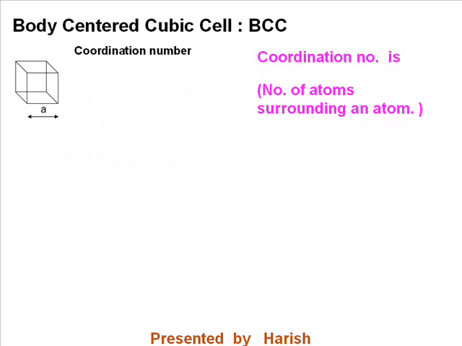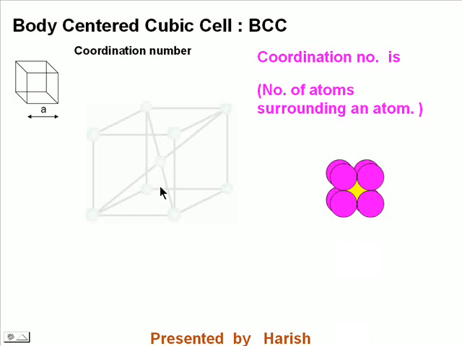Coordination number: we discussed the coordination number for the primitive cell. We decided it was 6 there. Then we tried to identify one particular atom, and I counted all the atoms which are nearest to that particular one. So let's do something like this. Let's find out what the coordination number is in BCC.